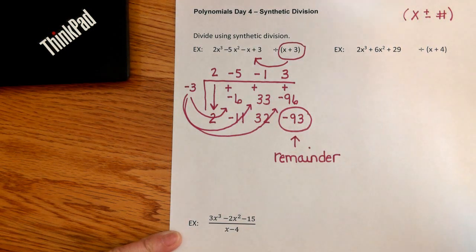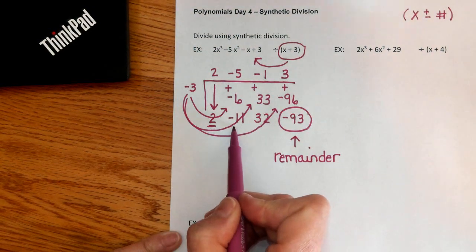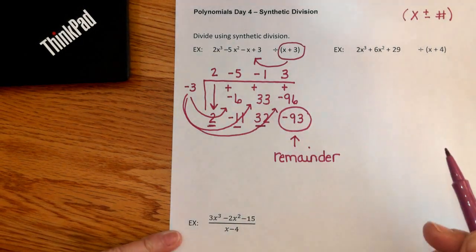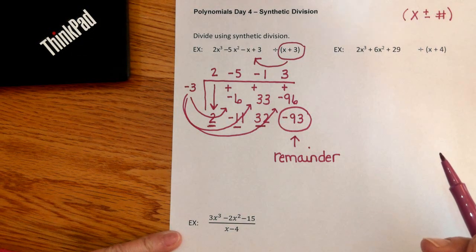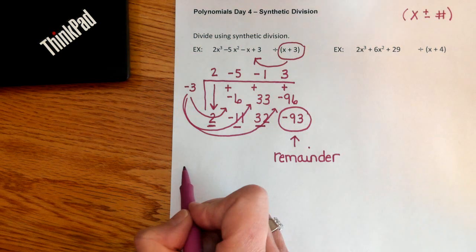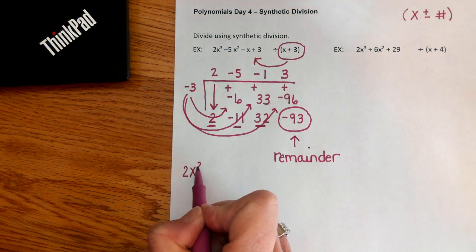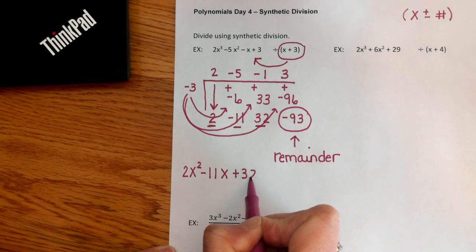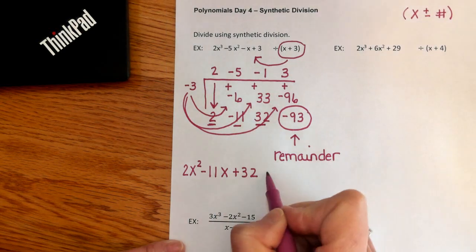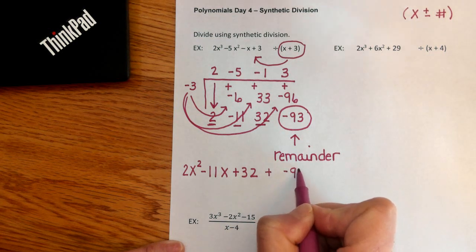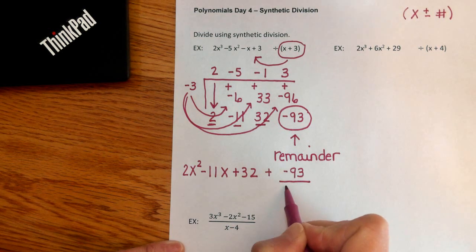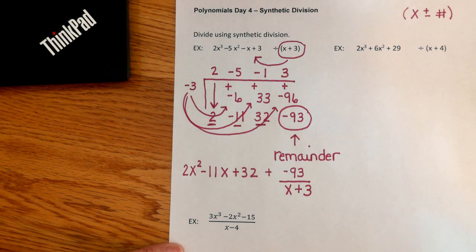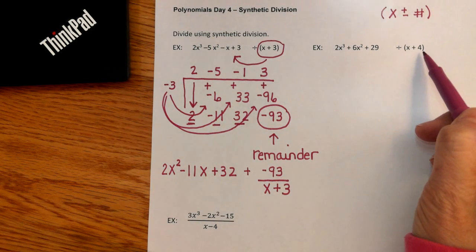Now how you write your answers is you look at these bottom numbers. Our original problem was an x to the third, so our final answer is going to be x to the second power. So 2x squared minus 11x plus 32. Again, I got these numbers from the bottom here. And then plus negative 93, which is my remainder, over x plus 3. Final answer.